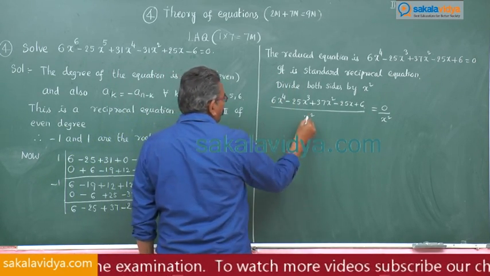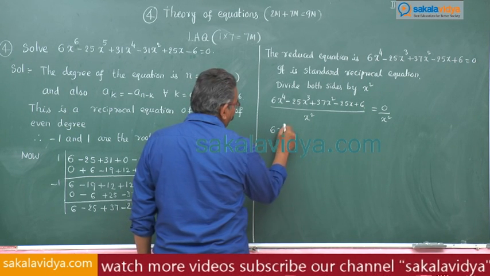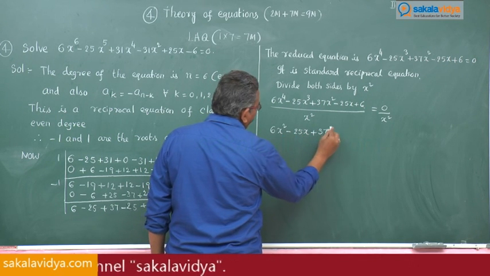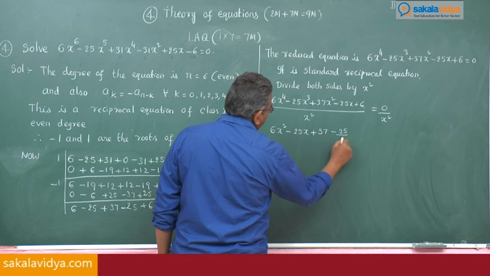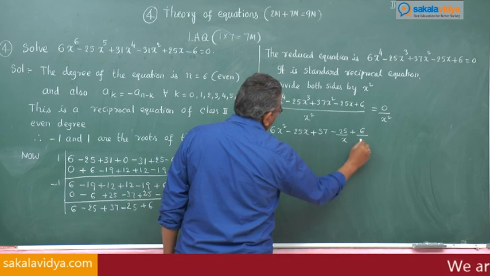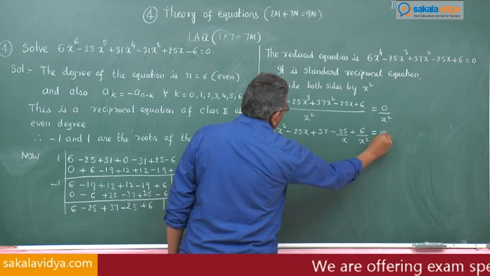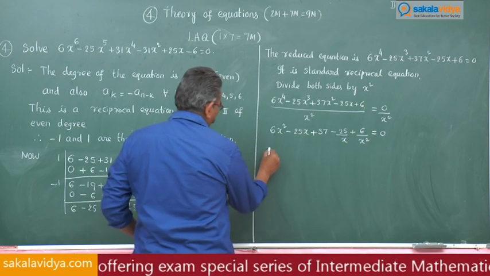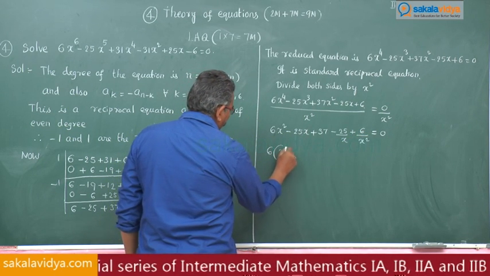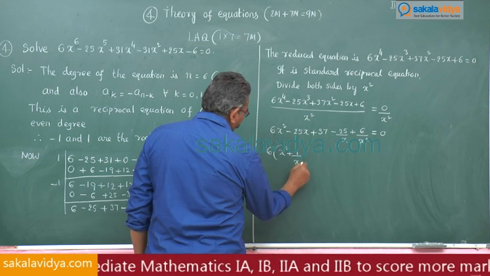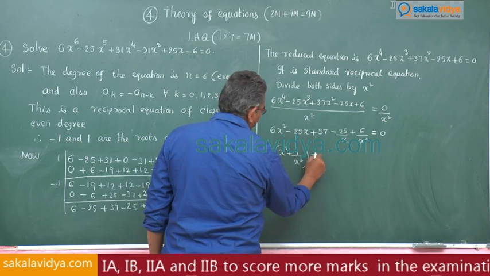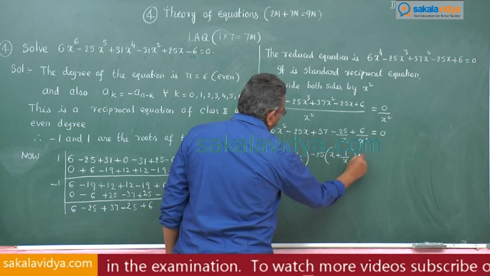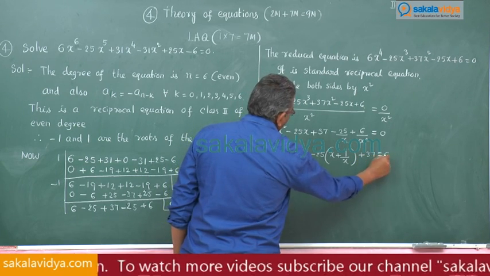Now, 6x to the power of 4 by x square is 6x square, minus 25x plus 37 minus 25 by x plus 6 by x square is equal to 0 by something is 0. Now, from this one and this one, you take 6 common. If you take 6 common, you get x square plus 1 by x square. From these two, take minus 25 common. You get x plus 1 by x plus 37 is equal to 0.